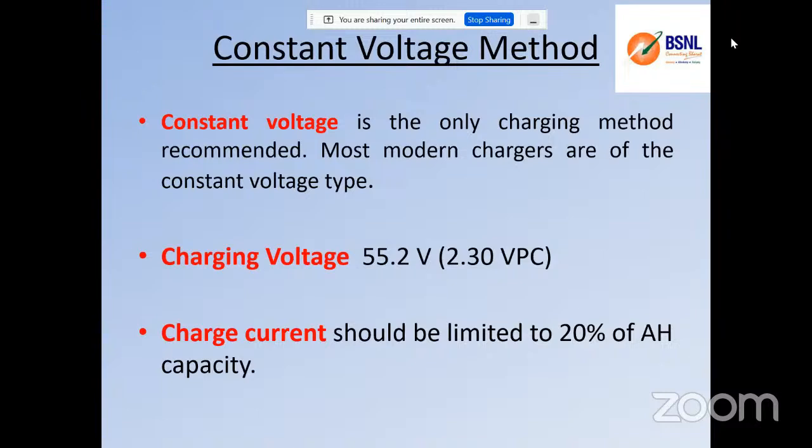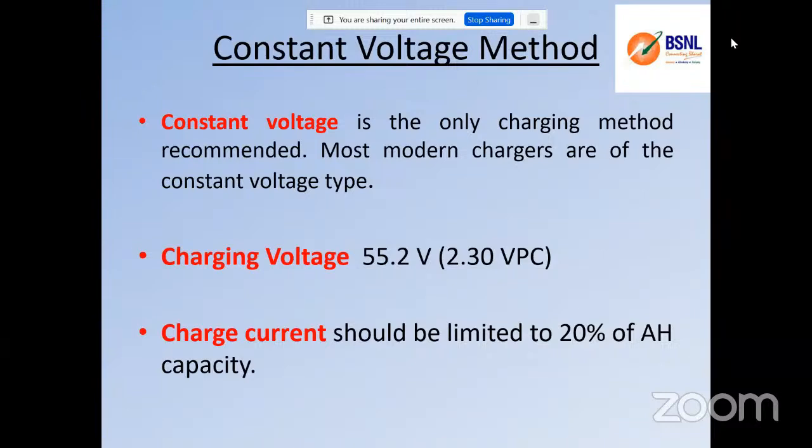Then I said I cannot increase the current as per the capacity. There should be limitations. Normally 20% of the AH will be the restriction. If I have 100 AH capacity, my maximum allowed current is only 20 amperes. I cannot charge at 50 amperes or 80 amperes, because if the current goes higher there will be more heat, it will create a lot of other problems, and there will be chances of fire also. So there are restrictions for charging current. As it is 14% in the constant current methodology, here it is 20% of the AH in the constant voltage method. This also we have to make a note of.